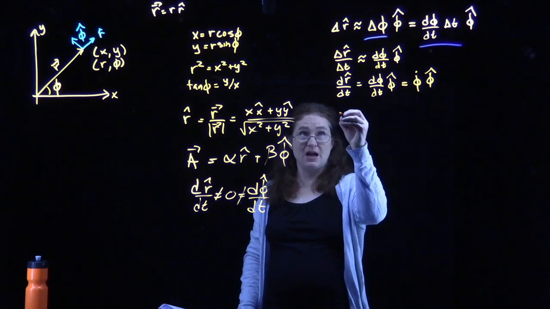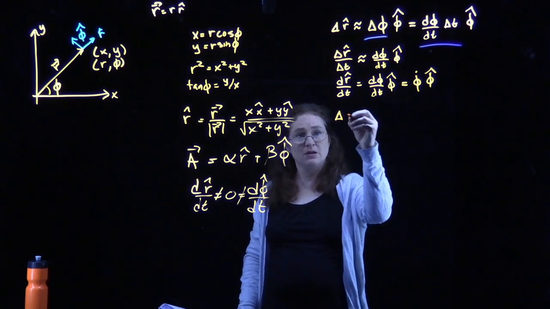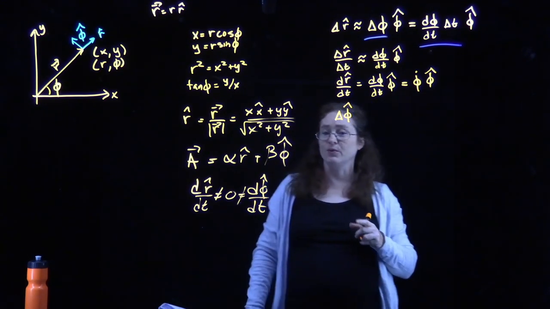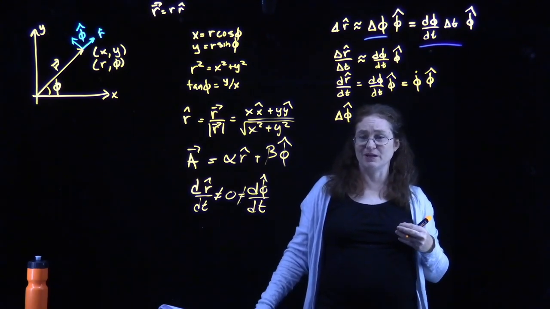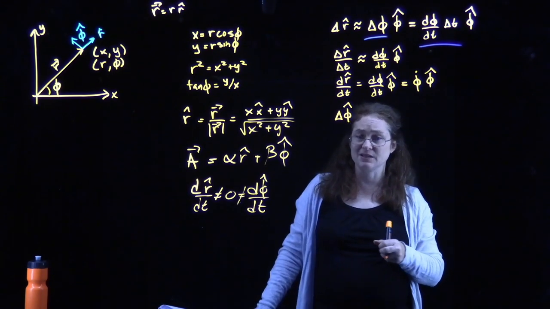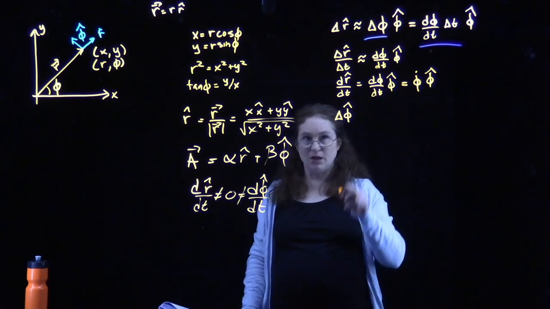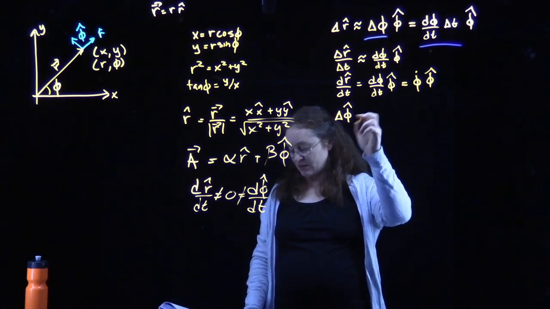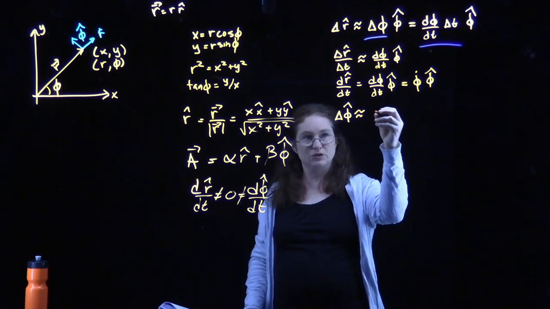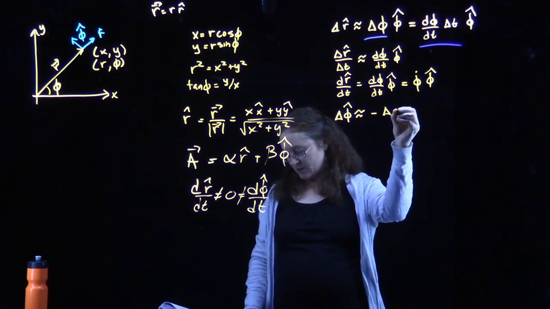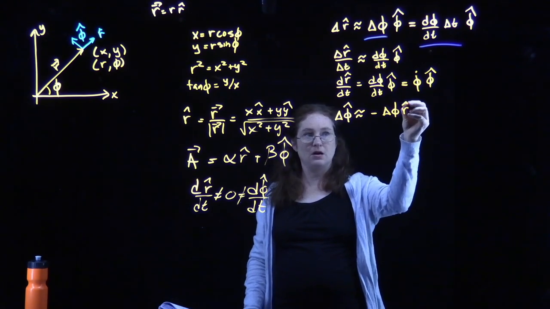Okay, now we're going to do the same thing for phi hat. By the way, if you're in my class, the first semester, we're not really going to stress this. The second semester, we are going to use it a lot. Delta phi hat is approximately equal to negative delta phi r hat.